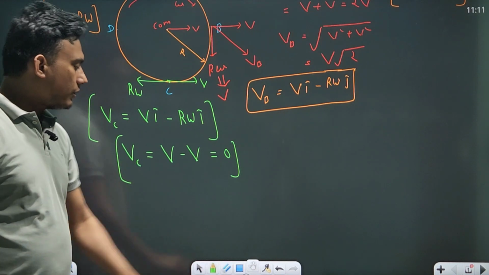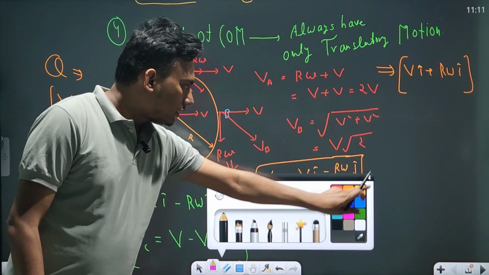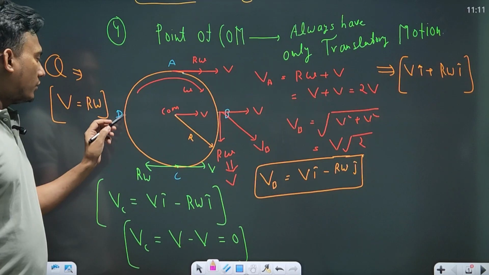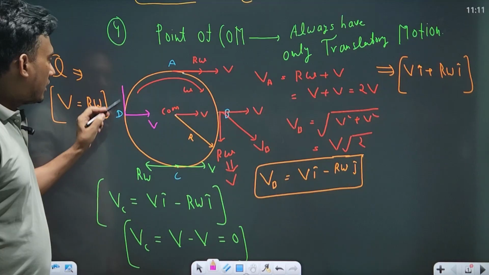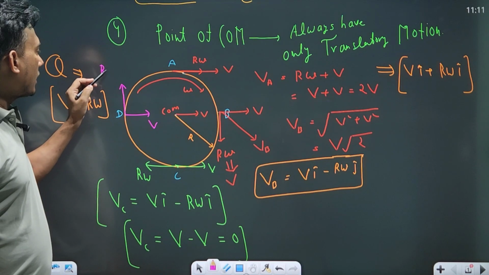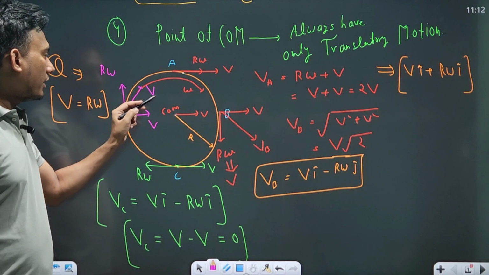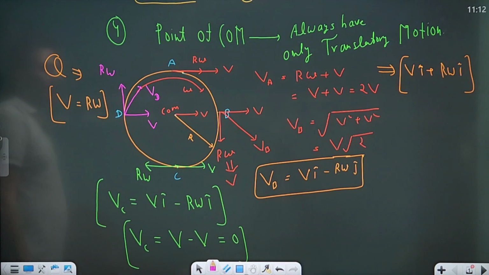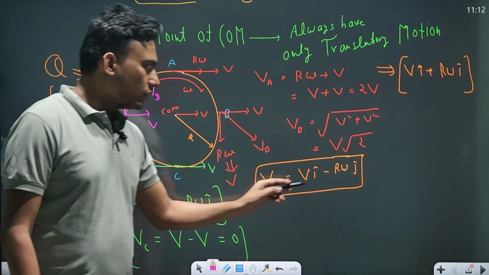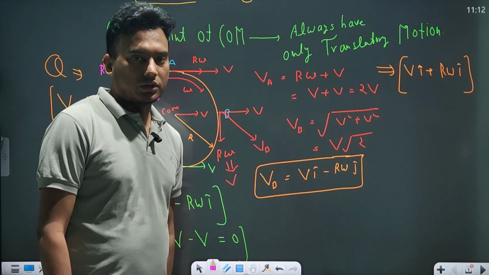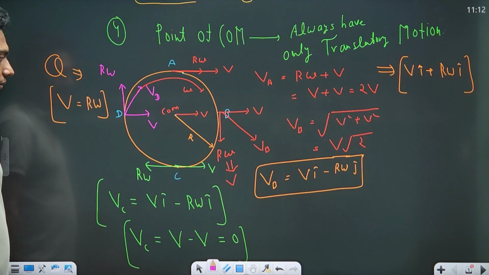Now if I discuss point D, if I make a velocity diagram for point D, you can see the linear speed of D is V, the same concept is applicable, and in the upward direction we can write r omega. So what is the net speed? Speed is only about the magnitude. If you include i or j, it is talking about the velocity. So the velocity vector Vd has V and r omega in the j direction.